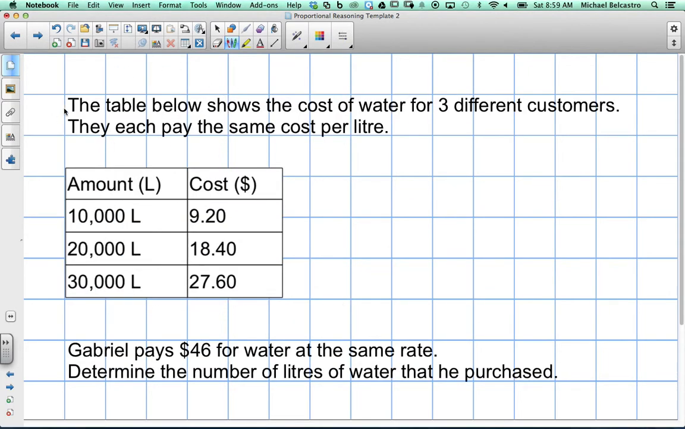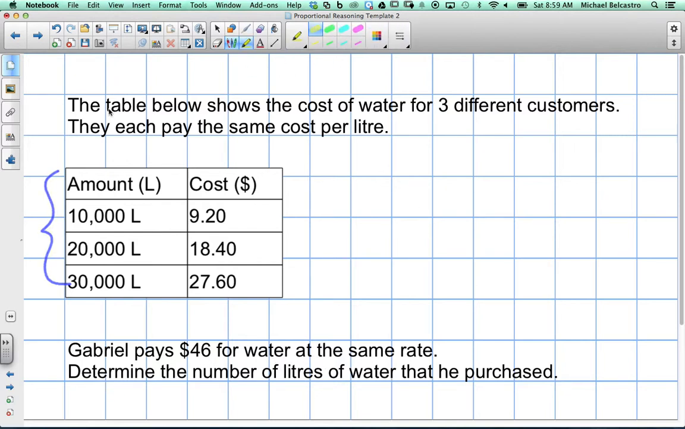So here's our question. We're going to read through it once, and then we're going to highlight what's important. The table below shows the cost of water for 3 different customers. They each pay the same cost per liter, so here's our table. Gabriel pays $46 for water at the same rate. Determine the number of liters of water that he purchased.